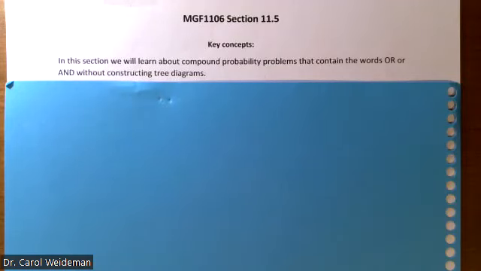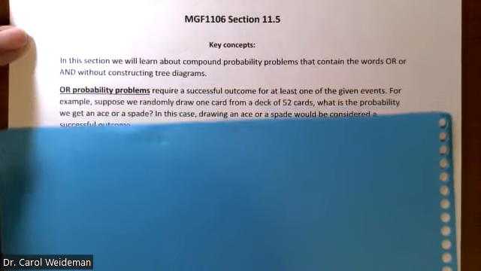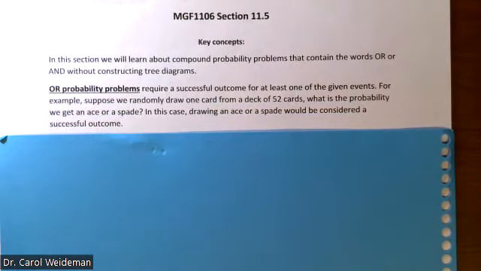In section 11.5, we're going to learn about compound probability problems that contain the words "or" without constructing tree diagrams. When we talk about an "or" probability problem, we require a successful outcome for at least one of the events. For instance, suppose we draw one card from a deck of 52. What's the probability that we get an ace or a spade?